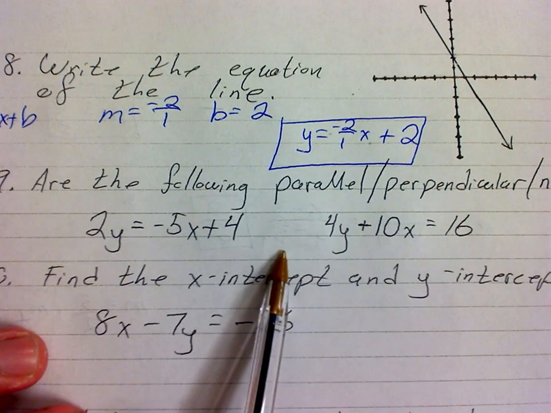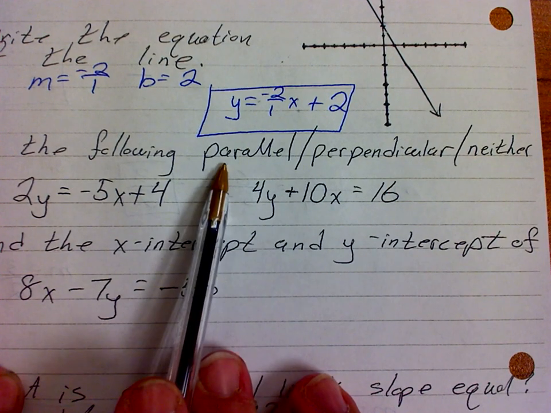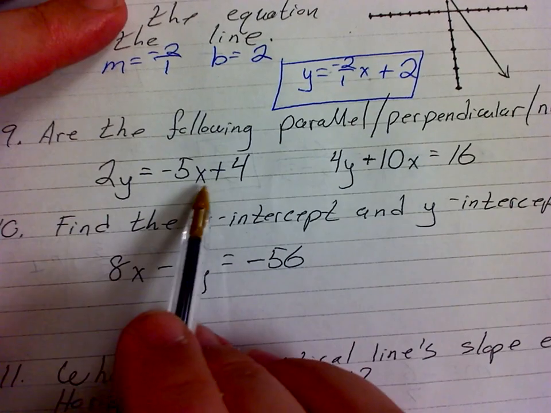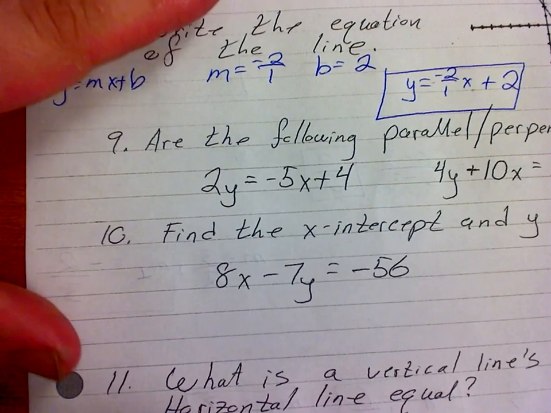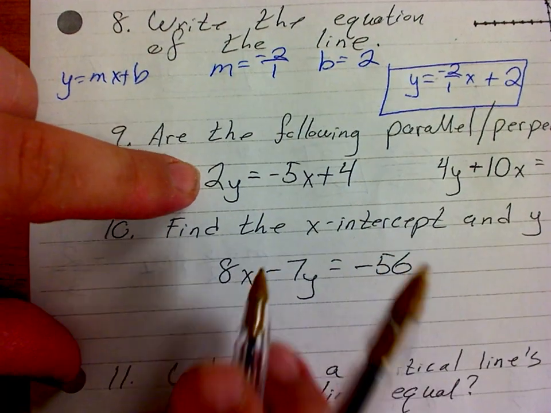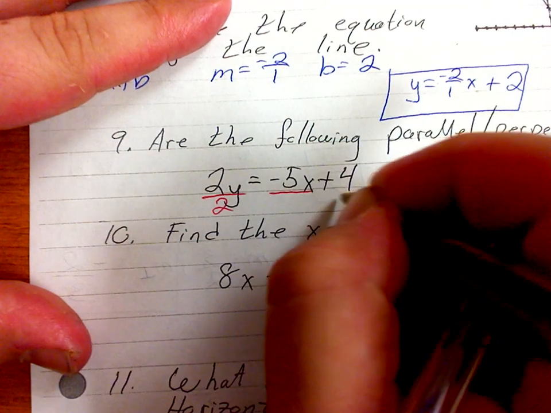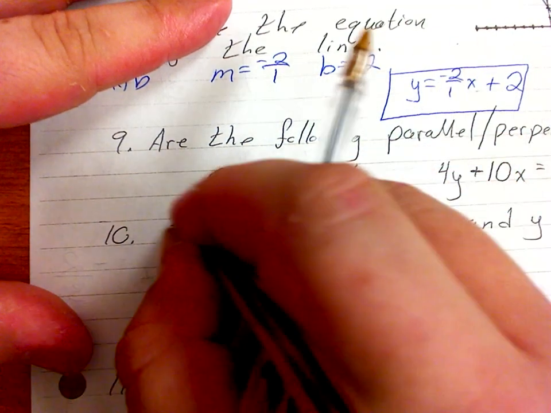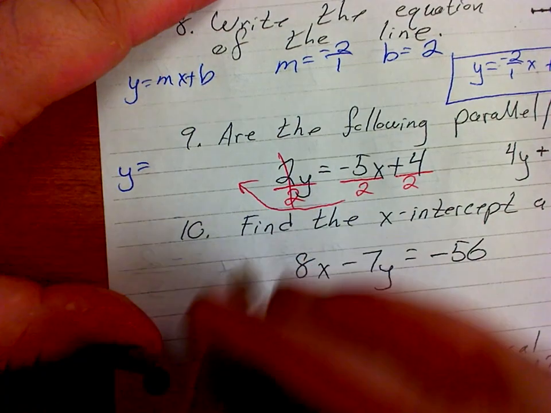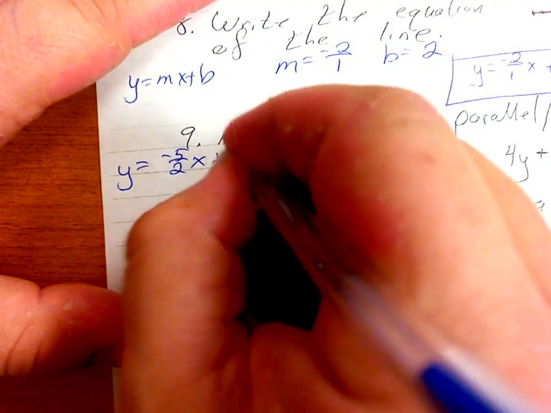Now the next one here, they're wanting us to determine if these 2 lines are parallel to one another, perpendicular, or neither. What would help us out here is if both of these were solved in y equals mx plus b form. The easy one for this is the y is almost by itself. We have to get rid of a times 2 by dividing everything by 2. The 2's on the left cancel out, leaving us with y is equal to negative 5 over 2x. And then we have 4 divided by 2, which is 2.